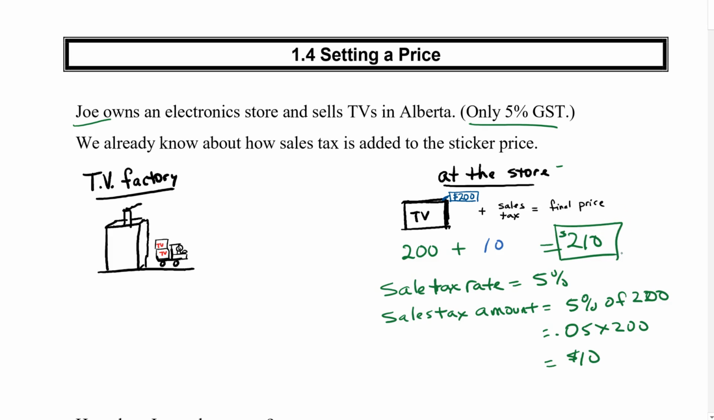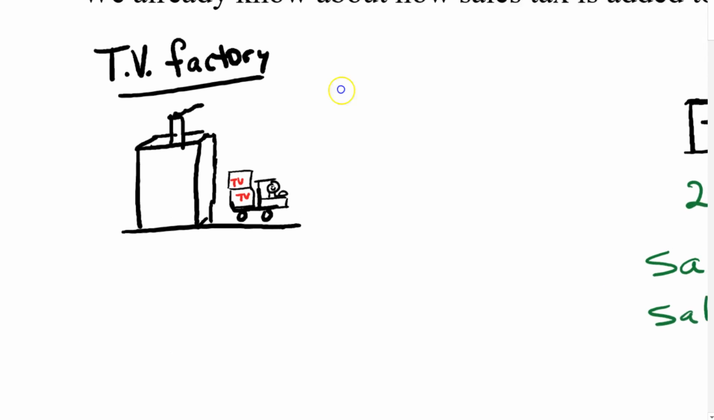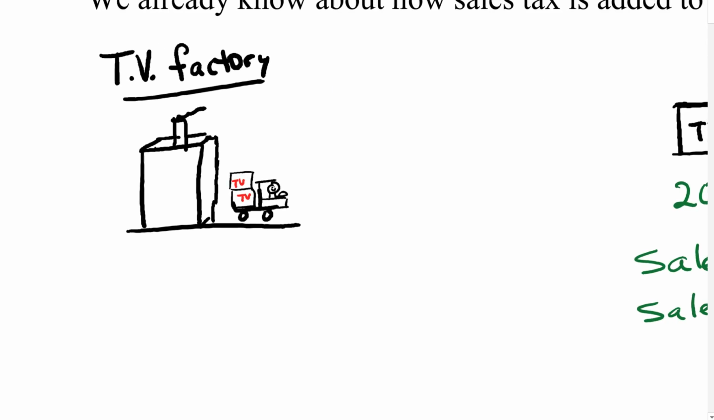Okay, so let's go back and think about this question over here. How does Joe make any money? That $10 does not go to him, that goes to the federal government, because it's GST. Where does the TV come from? It comes from the TV factory, you may laugh at my terrible drawing. Here's a couple TVs loaded up on this truck, and they're on the way to Joe's store. Let's say that Joe buys them from the factory for $160 each.